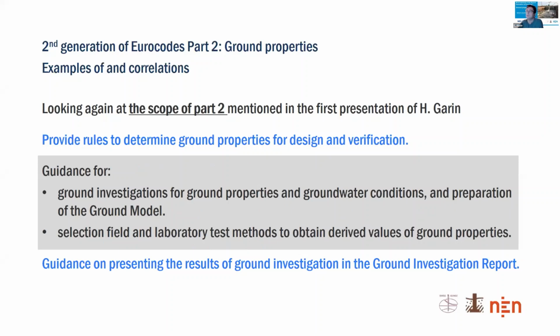Let's look again at the scope of Part 2, mentioned in the first presentation of Hakan. Part 2 should provide rules for determining ground properties for design and verification. It should provide guidance for ground investigations, for ground properties and groundwater conditions, and the preparation of the ground model. It should provide guidance for selecting field and laboratory test methods to obtain derived values of ground properties. And it provides guidance on presenting these results of ground investigations in the ground investigation reports.